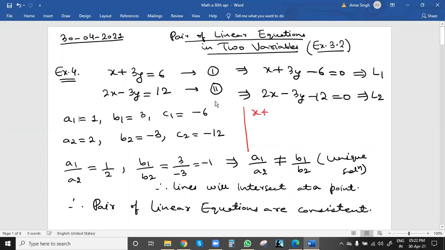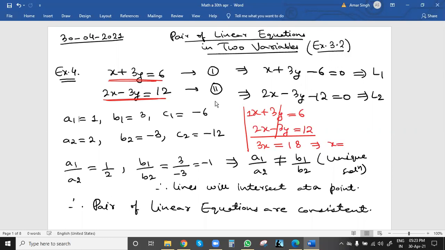So the first equation is x plus 3y equal to 6, and the second is 2x minus 3y equal to 12. The equations are also very simple. These two equations we can simply add, because we know the elimination method. We can eliminate the y term, so just add. Plus 3y minus 3y cancel each other. This will be 3x, because 2x plus x is 3x, equal to 18. So this implies x equal to 6. Good.